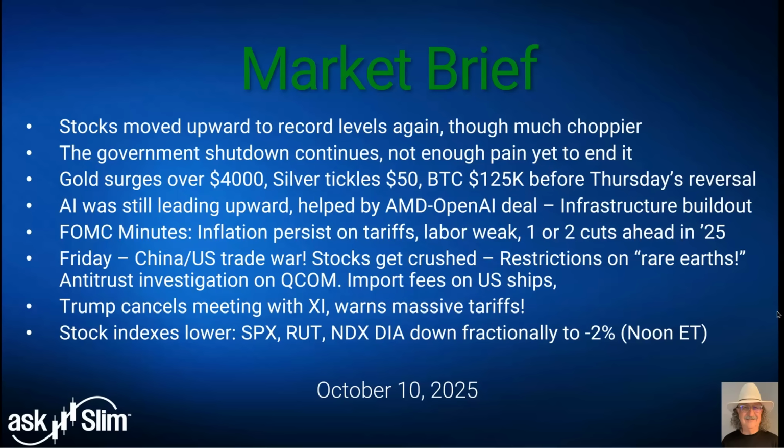FOMC minutes, well, inflation persists, as they say. On tariffs, they say the labor market is weak, and they are still expecting 1 or 2 cuts ahead in 2025. The interesting thing, of course, is that one person, that's Miran, who was the plant on the FOMC by President Trump, wanted a 0.5% cut, and that makes sense because he was put there to do that.